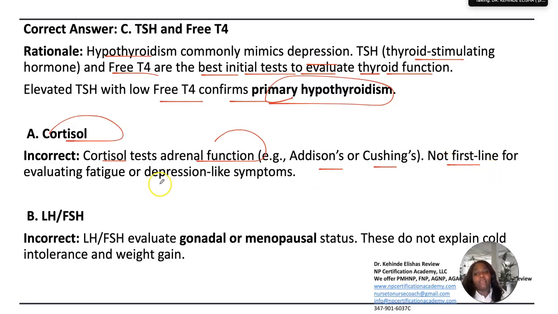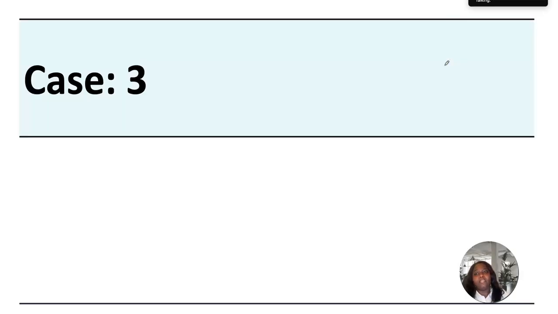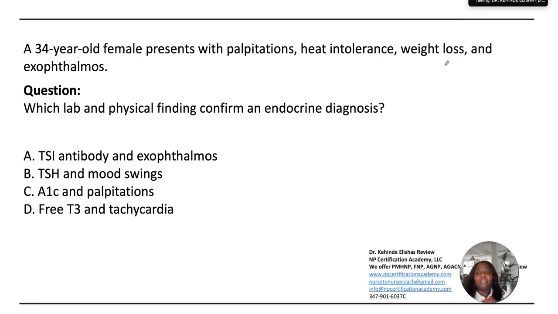Not the very first line for evaluating fatigue or depression-like symptoms. LH or FSH is incorrect because it evaluates gonadal or menopausal status. This does not explain cold intolerance and weight gain. Hemoglobin A1C is used to diagnose or monitor diabetes, not fatigue or cold intolerance. So C, final answer. Let's look at the third case.